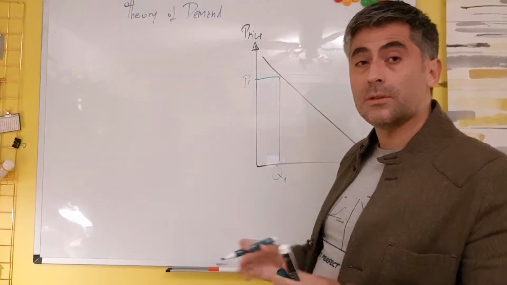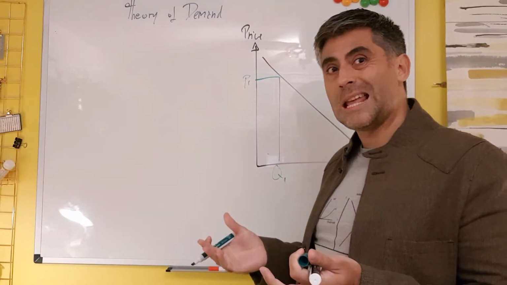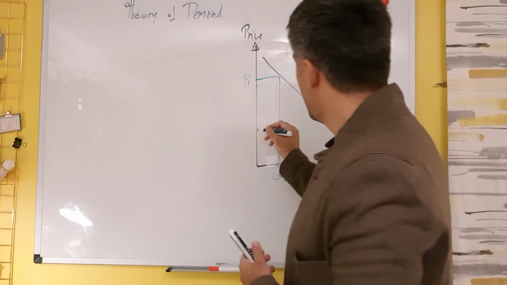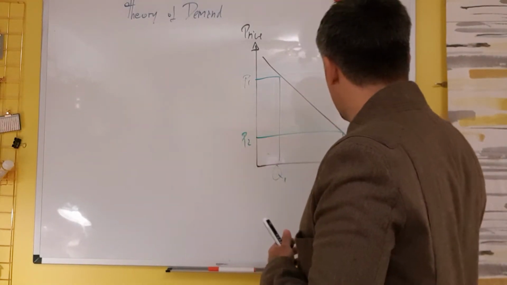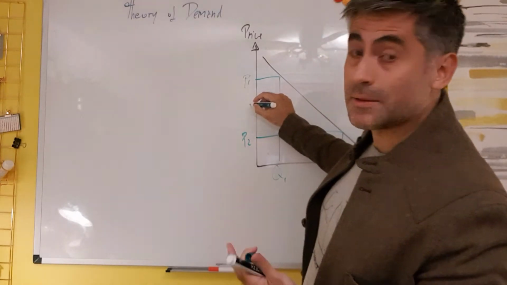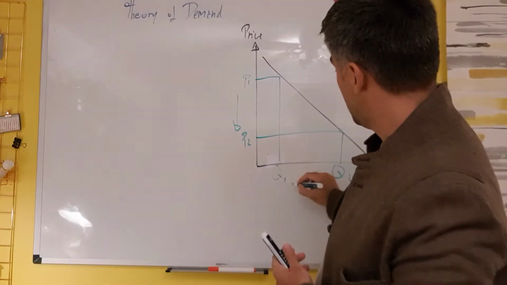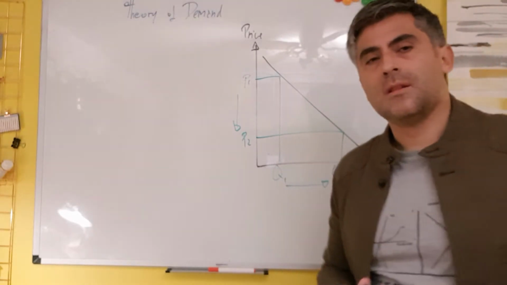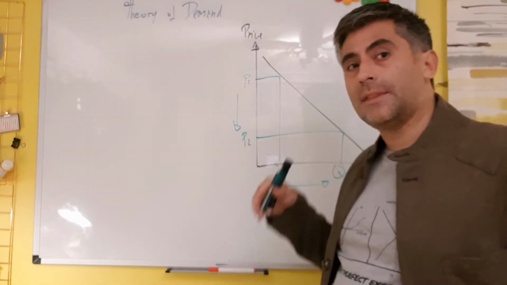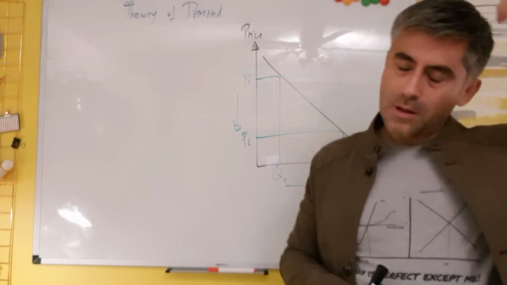Don't forget to label your diagrams properly, because not labeling takes away marks. P2, Q2. So we can see as the price goes down, the quantity demanded increases. So that's one reason why we have that downwards sloping demand curve.